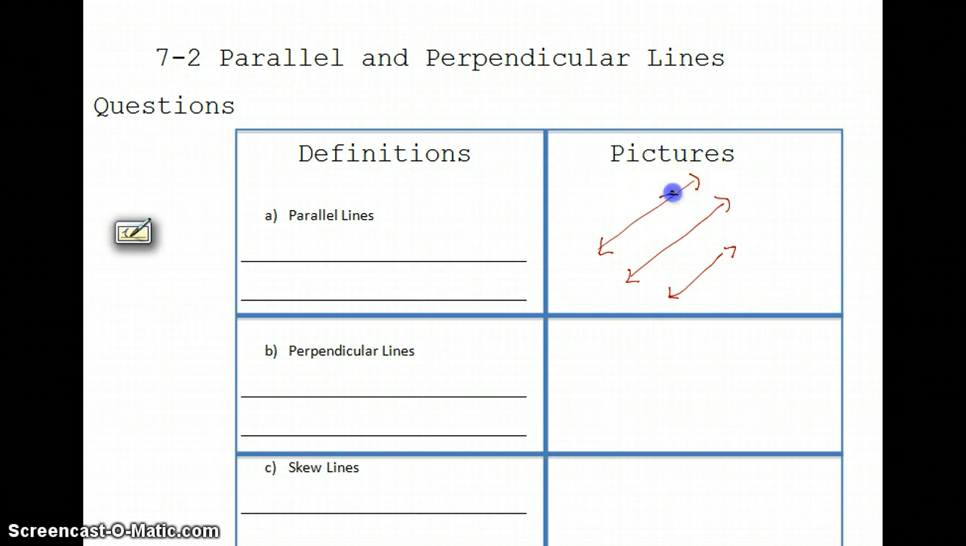A notation that you're going to see that tells us that these are parallel, we use these triangles and we fill them in. Okay, that shows that each of these lines is parallel to the other lines.